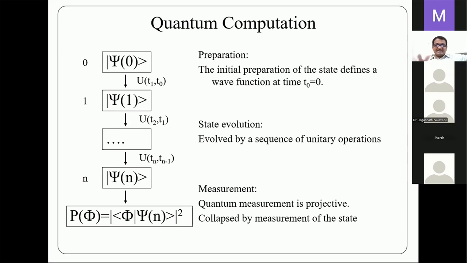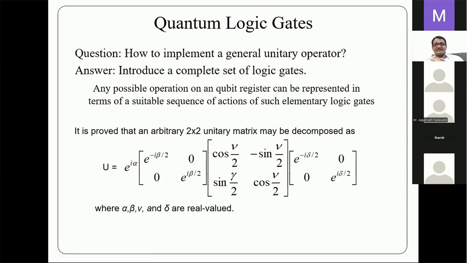But now let's see mathematically how a qubit works, and then you will be able to understand how eigenvalues and eigenvectors are measured with the superposition principle, and how quantum measurement is done. It is always absolute in nature, right? Because it can be both in state 0 and state 1. And then the question is how to implement this unitary operator. The answer is to introduce a complete set of logic gates, and all these logic gates are based on singular matrix operations, which we generally perform in linear algebra.